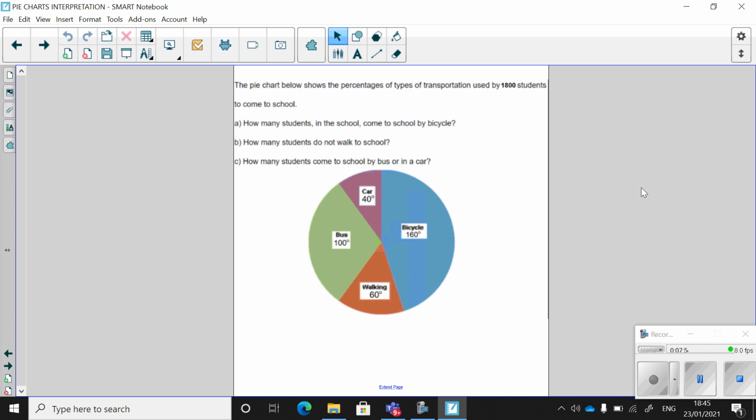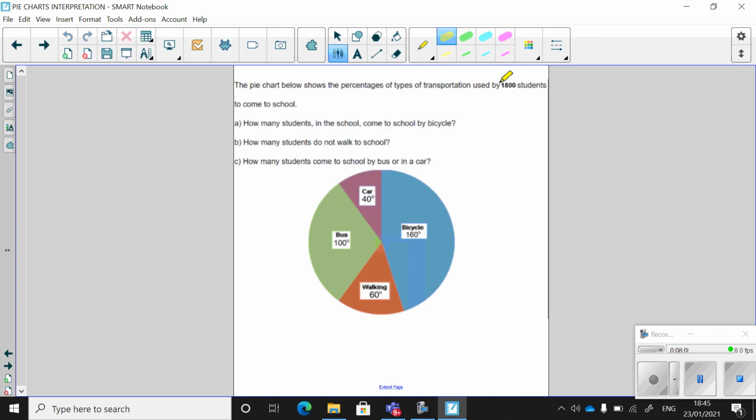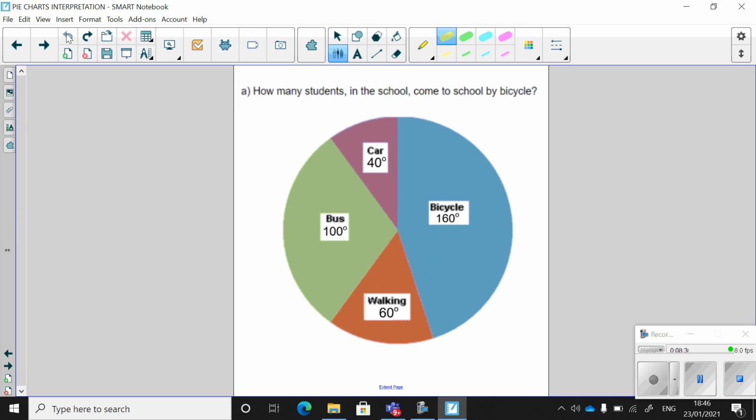So this pie chart here, it's talking about types of transportation used by certain students. It's 1800 there. So that's important. I'll enlarge that maybe on the next page, and then we'll get three questions. Okay, so the four modes of transport: car, bus, walking, and bicycle. So we'll have a look at them and probably increase the size of this pie chart as well. Right, so we'll go for the first one.